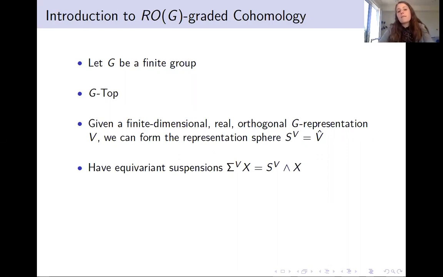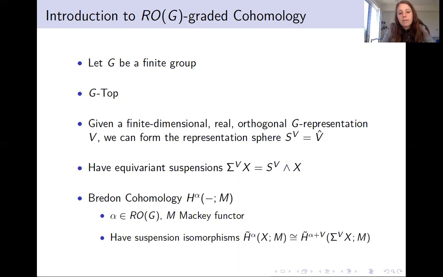And this gives us a sphere whose dimension is the same as the dimension of our representation, and our sphere also inherits a nice action of G. I'm going to use this notation S^V to denote the one-point compactification of V. Okay, and using these equivariant representation spheres, we have equivariant suspensions. So if X is some base G-space, I can form the V-suspension of X by smashing with S^V.